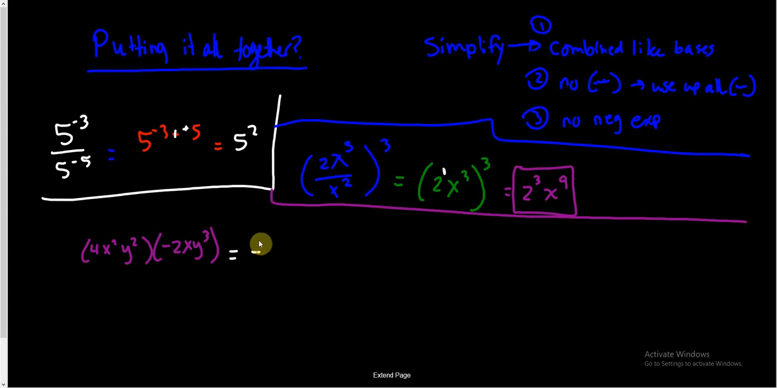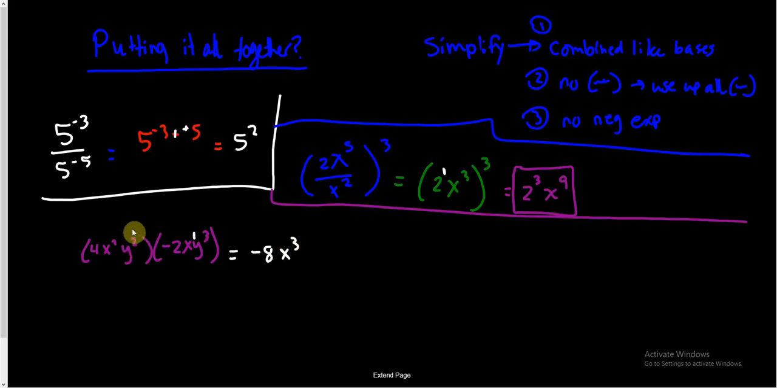4 and negative 2 should multiply together to give me negative 8. Nice. And then I'm multiplying x squared and x. There's no exponent here, so it's understood to be 1. X squared and x to the first. I know if I'm multiplying like bases, I can combine those together and add their exponents, x to the third.